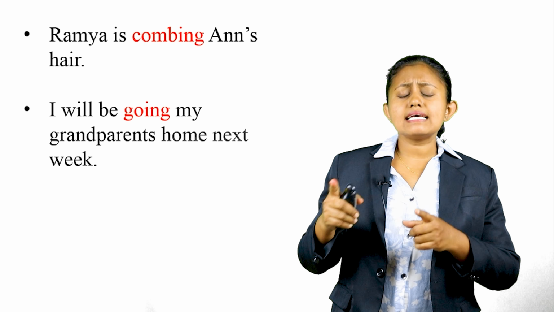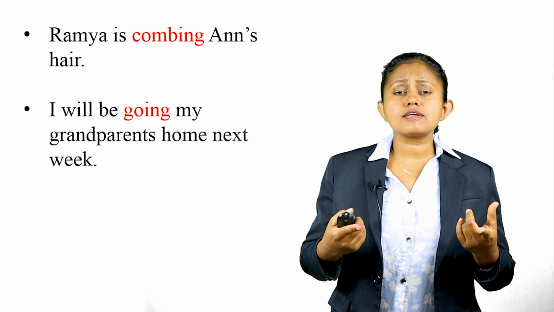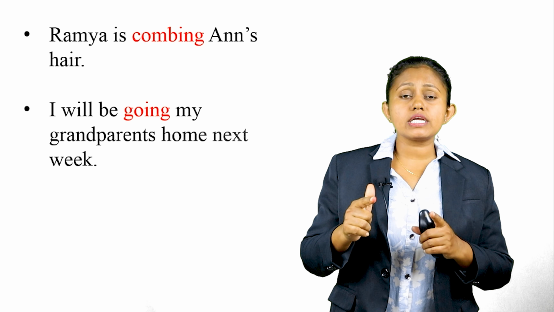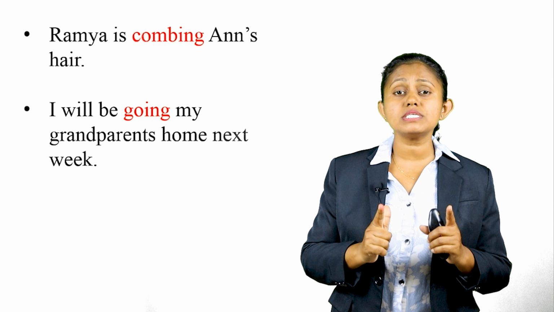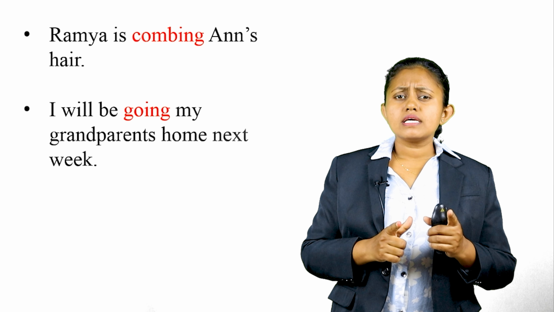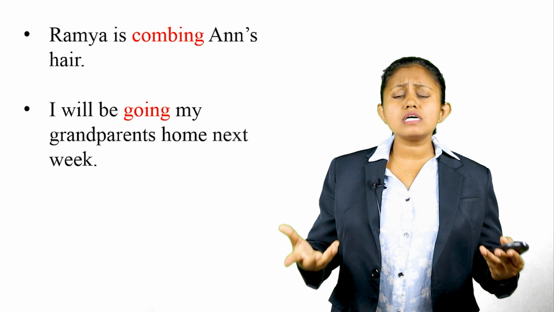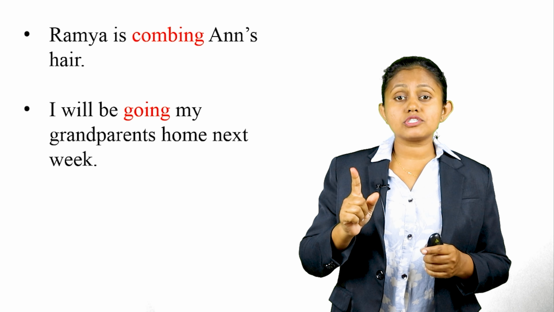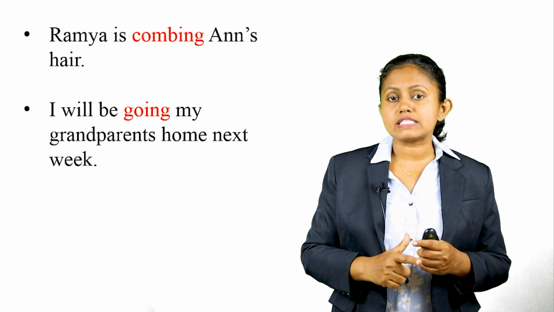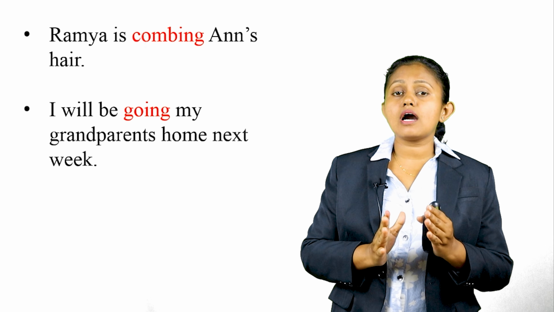We can add ing to a verb and make a gerund, and that gerund can function as a noun in a sentence. So, if our word functions as a noun in a sentence, we can call it a gerund. But if our verb plus ing word functions as a verb in a sentence, it is not a gerund. It functions as a verb itself in that sentence. So you have to get a clear idea on these two types.